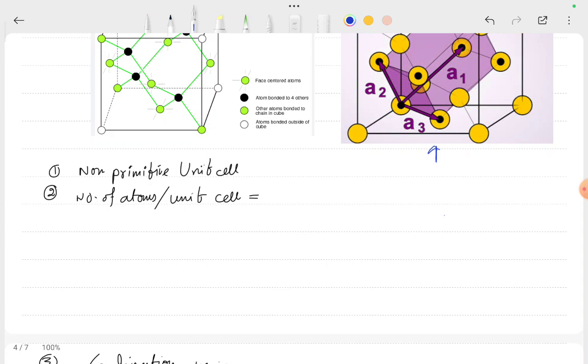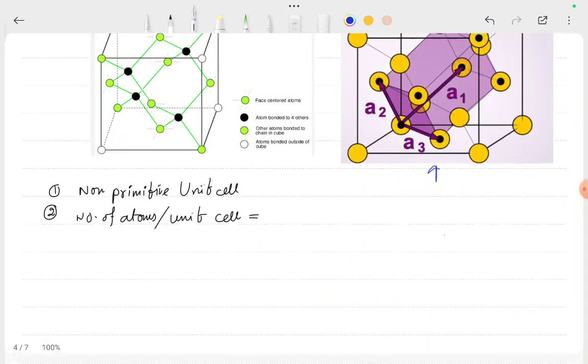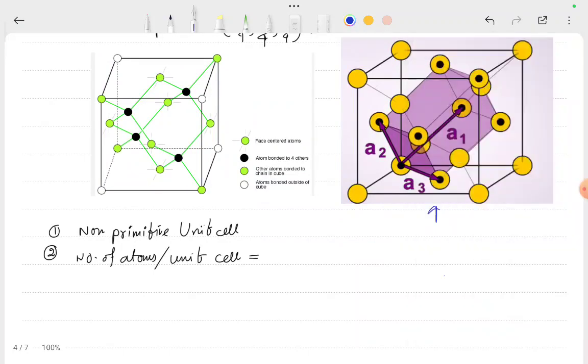Next we calculate the number of atoms per unit cell. That is very, very important. We just use figure 2 to calculate the number of atoms per unit cell. For this, we use the formula 1 by 8 NC plus 1 by 2 NF plus Ni. Look at figure 2. Here there are 8 corner atoms. It is very easy.